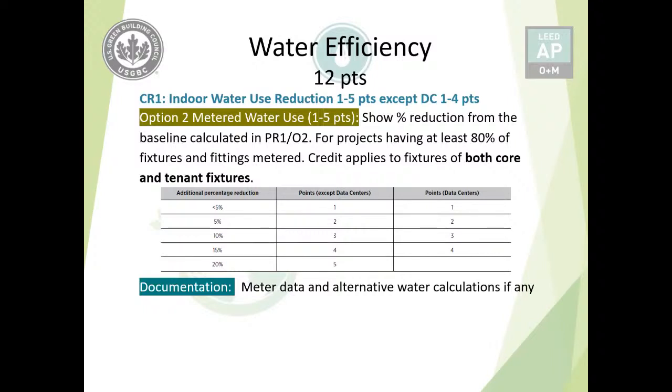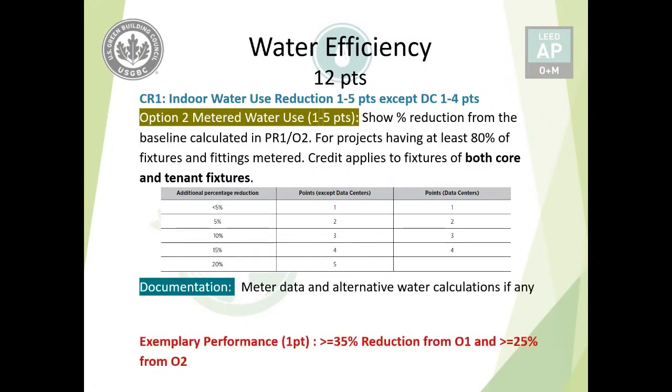Less than 5% is going to earn 1 point, and 5%, 10, 15, 20 is going to give 2, 3, 4, and 5 points respectively. In this case, the documentation is the meter data. We have the calculated baseline, and then how much your reduction is will be calculated in the performance period with the help of the bills or whatever is the criteria of measuring the water use. And if there is any alternative water, it has to be submitted how much you have used as an alternative source.